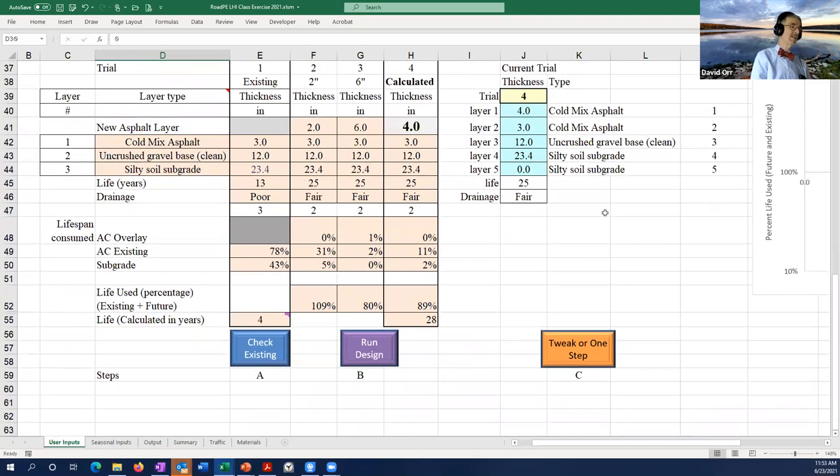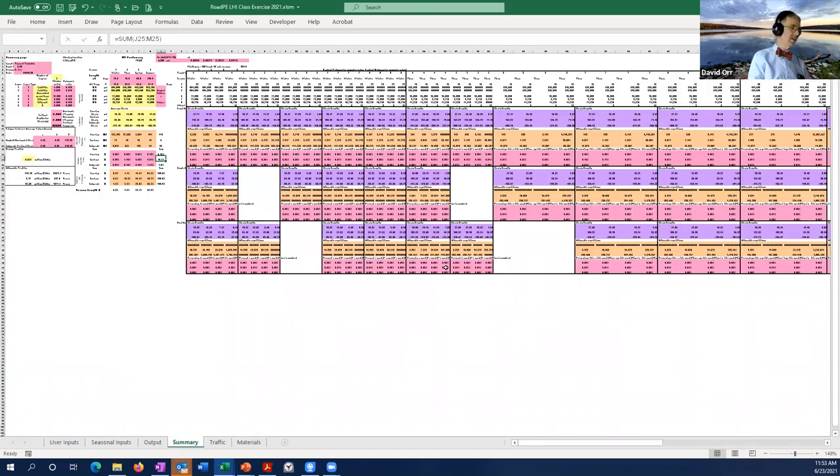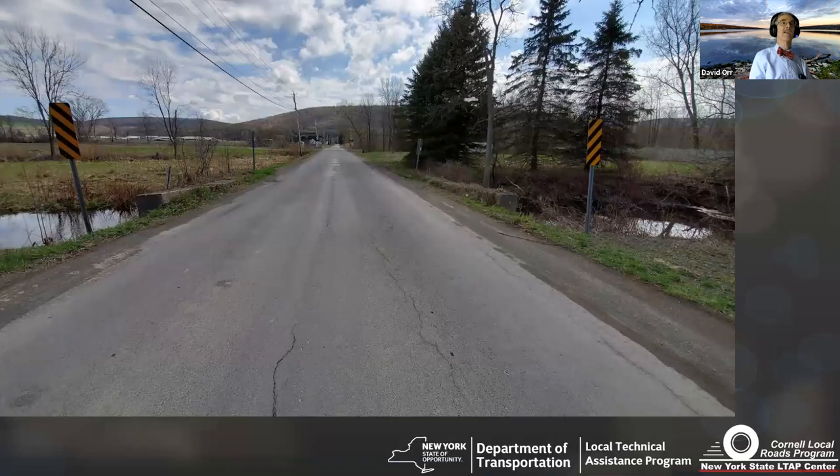So I'm going to go in here and I'm going to tweak it. I'm going to hit one step. And it's going to ask me, do I really want to do a single step? Yeah, I do want to do a single step. So I'm going to go ahead and let it run. And then while it's running, I'm going to go back to our slide deck. And I want to do a quick case study with you.